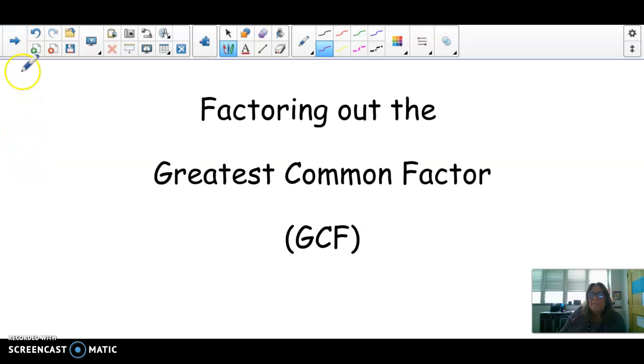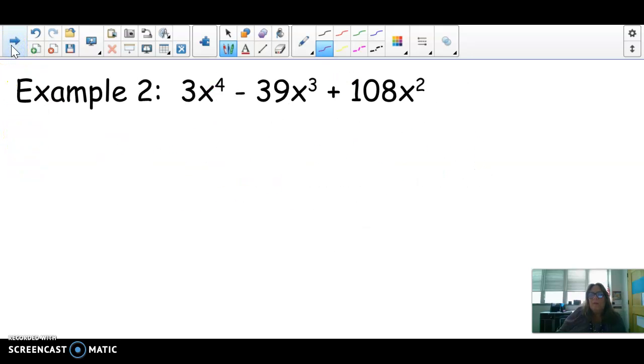All right, second example. We're going to look at all of our numbers. We have 3 terms. And what's the largest number that can come out of 3, 39, and 108? 3. Then I have an x in all 3 of my terms, so I look for my smallest exponent with x. So that's going to be x squared. 3 divided by 3 gives me 1. 4 minus 2 gives me x squared.